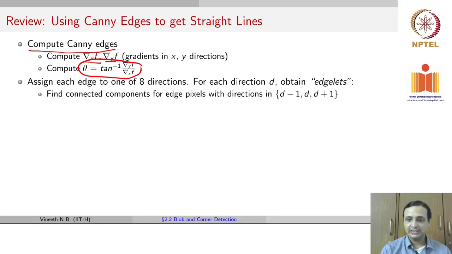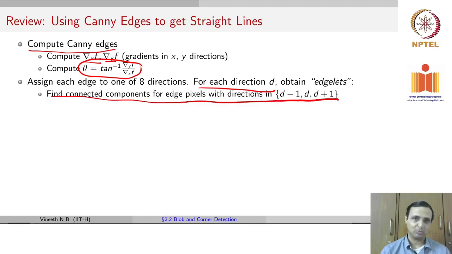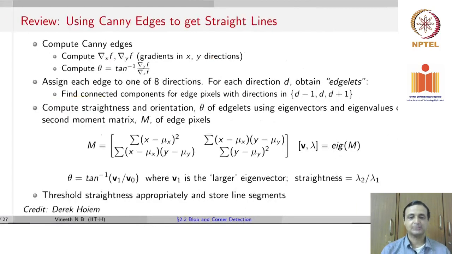And for each of these 8 directions, let's call one of those directions D, we obtain what are known as edgelets. And what are edgelets? Edgelets are connected components of edge pixels with directions in D-1, D, and D+1. So you have 8 possible directions that you bin all your edge orientations into, and you take one of them and connect them with edges with orientation D-1 and D+1. So you get a set of what are known as edgelets.